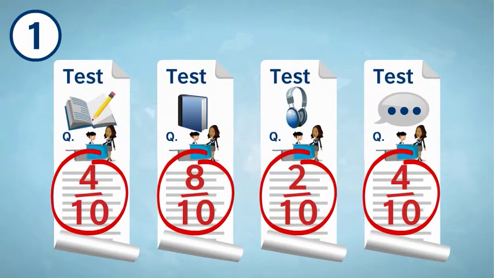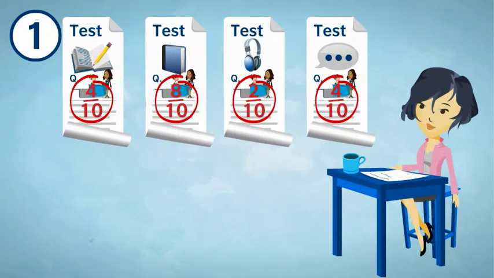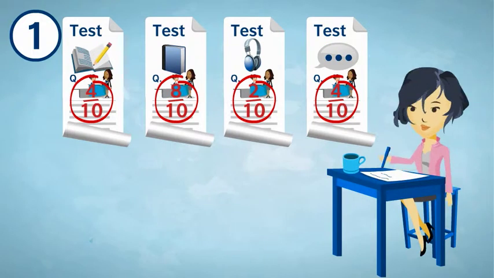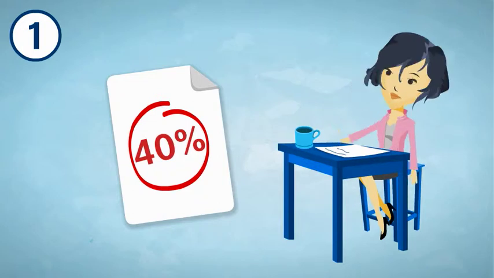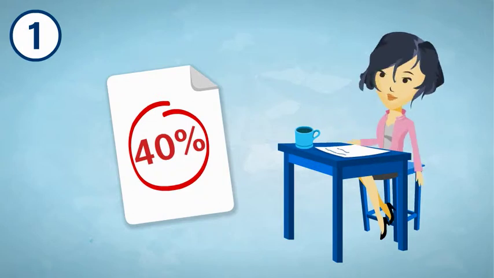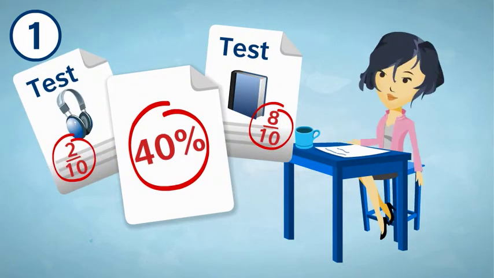The results offer a useful profile of someone's general language proficiency, but the problem is that many test users just average the 4 test scores to get a single score. This may make the result easy to use, but it hides information about how good or poor someone is at a particular skill.